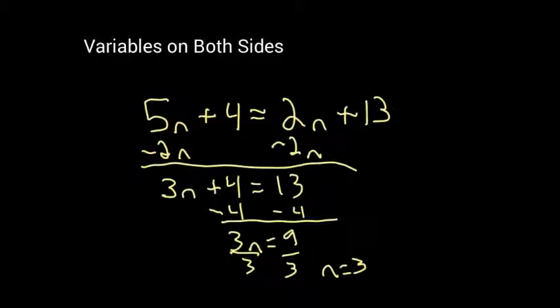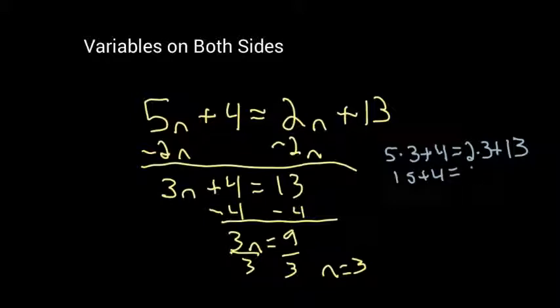So I can check this by putting it back into my original equation. So 5 times 3 plus 4 equals 2 times 3 plus 13. So follow my order of operations. 5 times 3 is 15, plus 4 equals 2 times 3 is 6, plus 13. 15 plus 4 is 19, and 6 plus 13 is also 19. So I know I did that one correct.